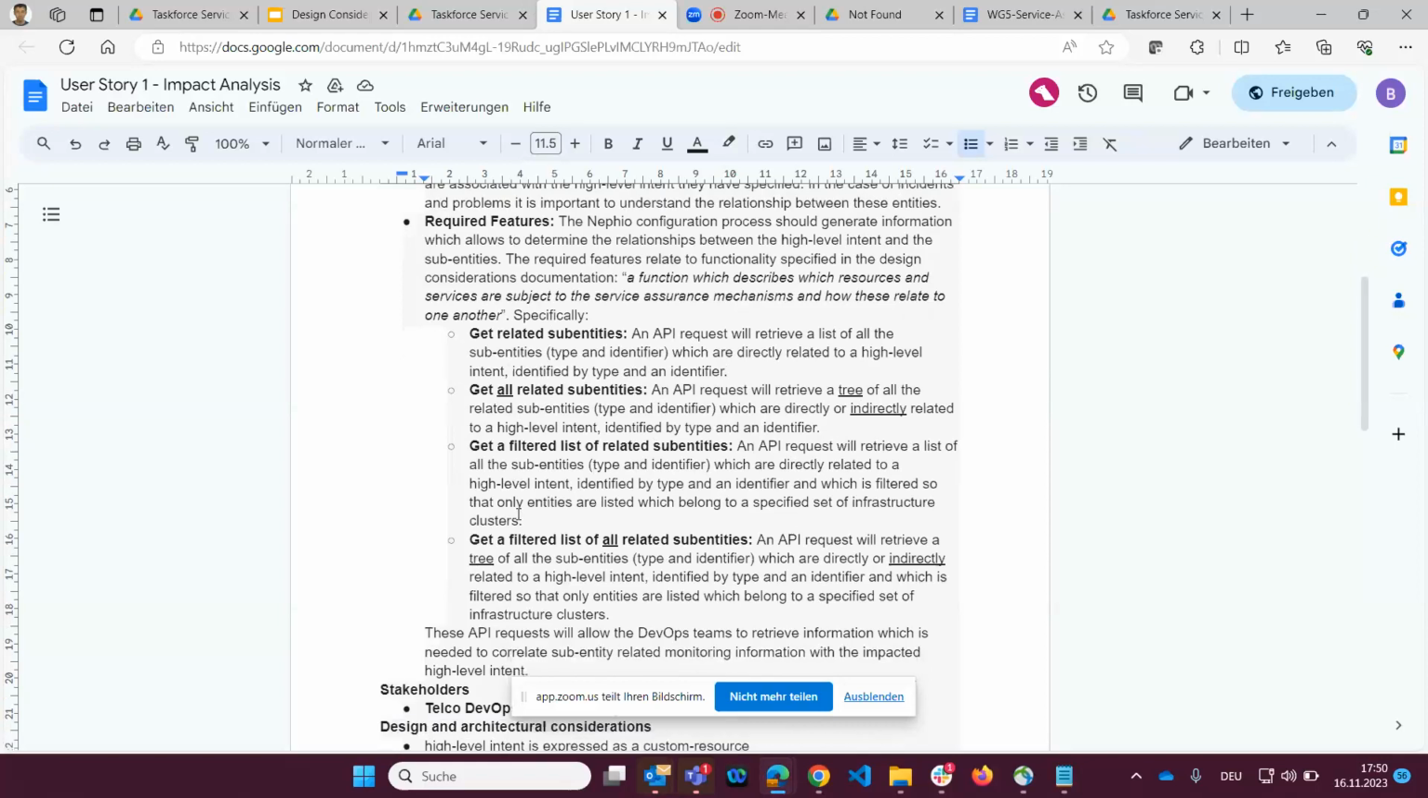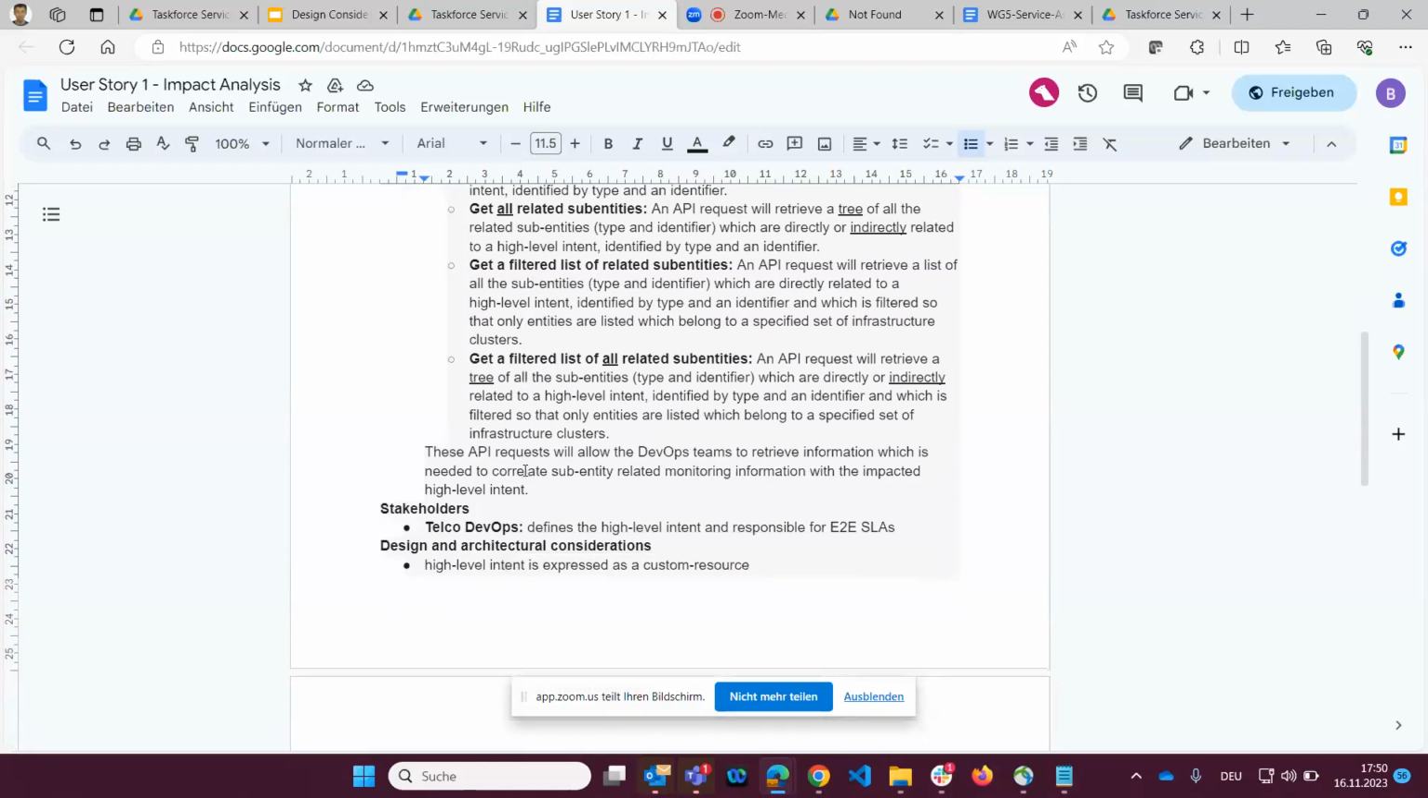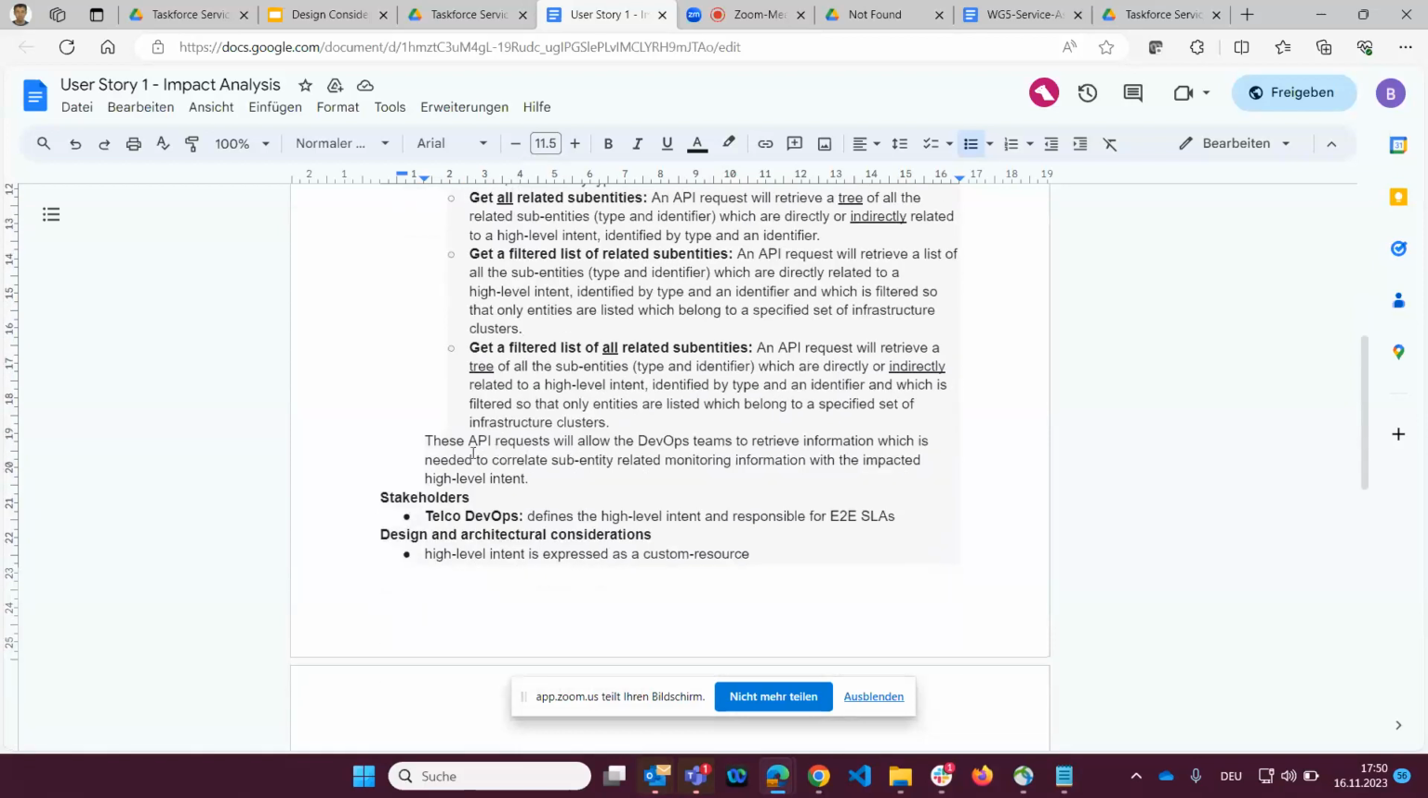The next two elements are related to filtering. That means the same two API calls, but filtered to a specific set of infrastructure clusters, where I would say, I want the elements which are impacted by clusters A, Z and B. Then we would get the same list, but with a filtering process which only shows those sub-entities related to those clusters. Those are the feature requests. And these API requests will allow the DevOps team to retrieve information needed to correlate sub-entity related monitoring information with the impacted high-level intent.